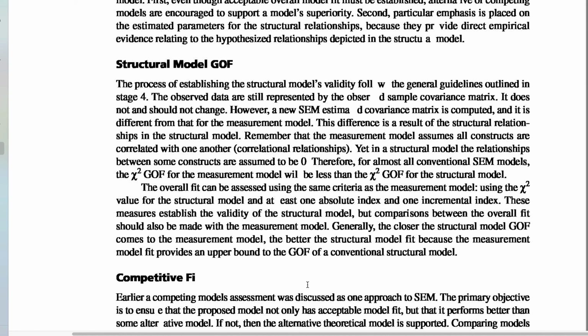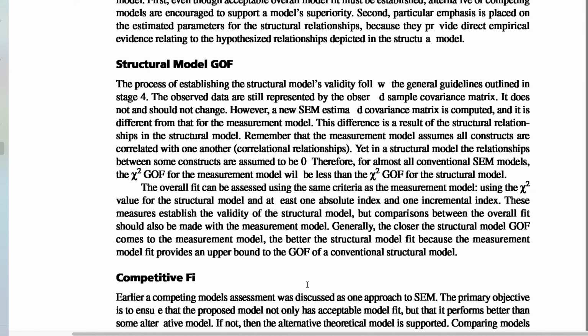Therefore, for almost all conventional structural equation models, the x2 goodness of fit for the measurement model will be less than the x2 goodness of fit of the structural model. The overall fit can be assessed using the same criteria as the measurement model, using the x2 value for the structural model and at least one absolute index and one incremental index. These measurements establish the validity of the structural model.